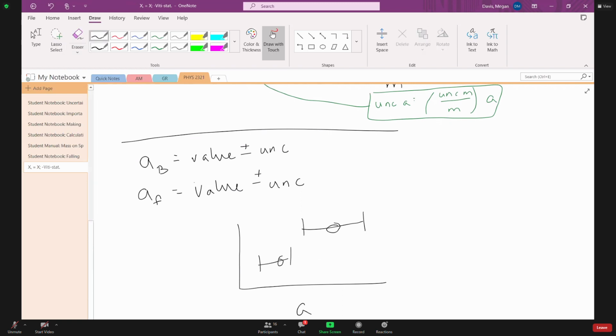Are these 2 points consistent with each other? No. The error bars do not overlap, so they are not consistent. That means that they are two different, distinct points. It means they don't have the same acceleration.